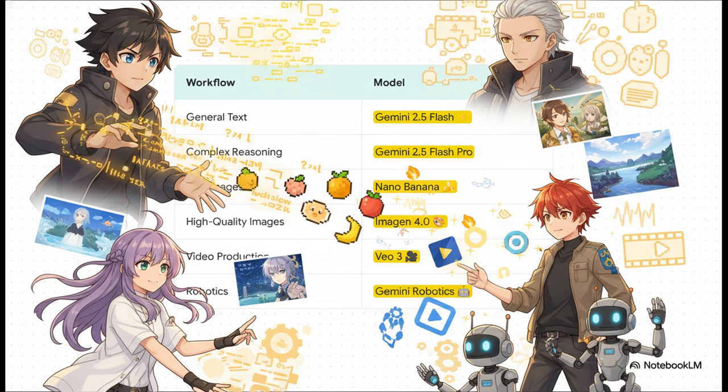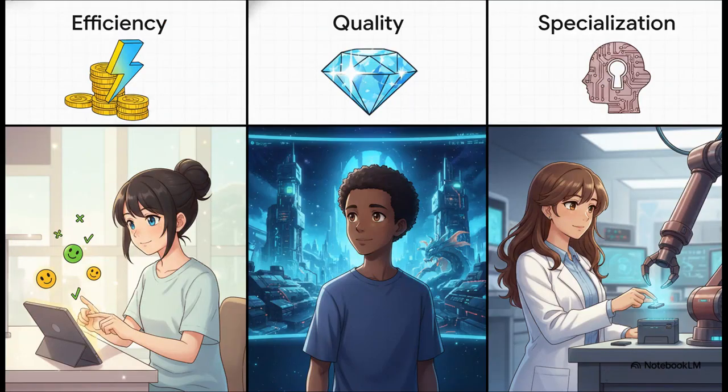For general text, you call the Sprinter, Flash. For complex thinking, you call the Strategist, Flash Pro. For quick images, it's the Sketch Artist, Nano Banana. For pro-level pictures, you need the Artist, Imagen 4.0. Video, that's the Director, Veo 3. And for physical robots, the Engineer, Gemini Robotics. It's really that simple. And remember, the decision always comes down to these three factors.